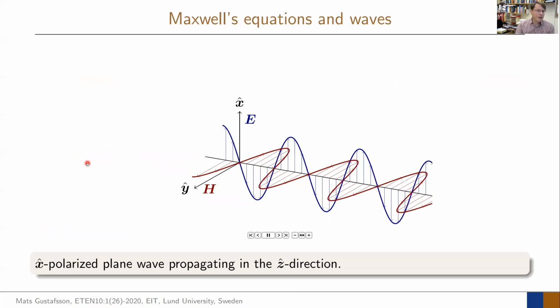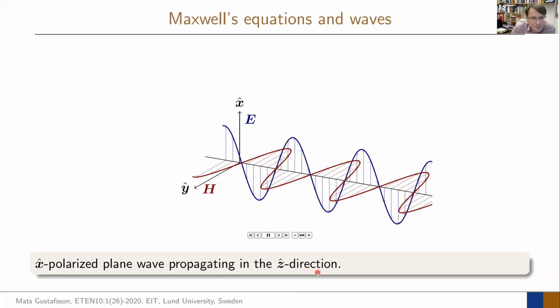And this is then how a typical electromagnetic wave would look like. If this one would be playing. Okay, maybe it doesn't want to play. Okay, it should be moving. It was moving before. So this would be an X-polarized plane wave propagating in the Z direction. And here we can see that the electric field goes in this X direction, up and down, while the H field goes in this direction.